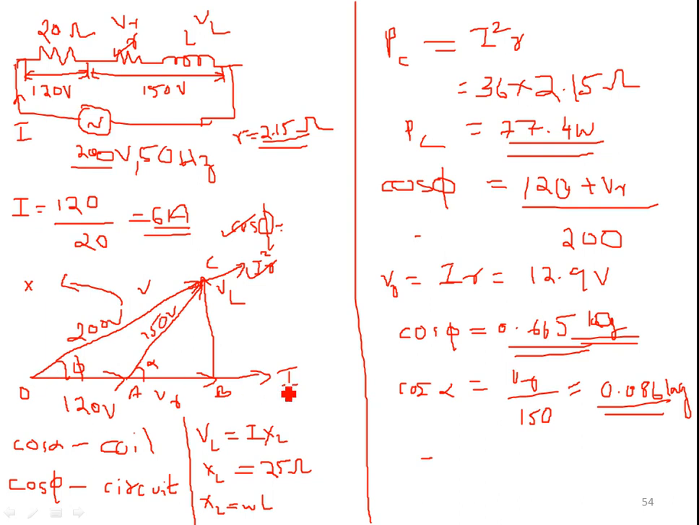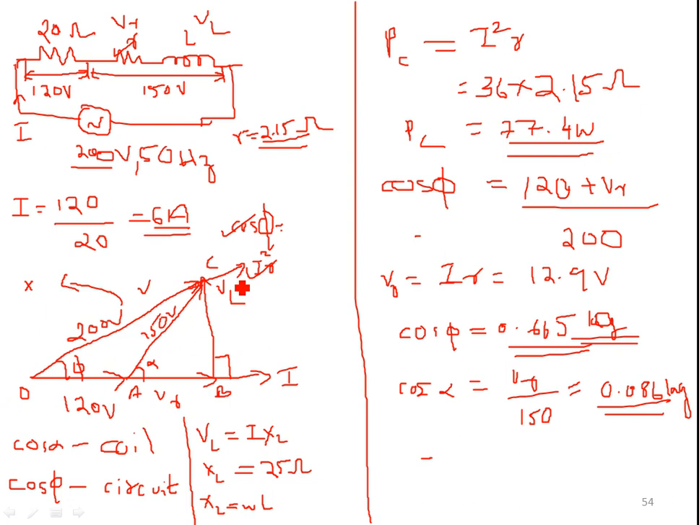Then after that we drew the phasor diagram. Taking current as reference, 120 volt will be in phase with the current. VR, that is the voltage across the small resistance R, will also be in phase with I, and VL will be leading current by an angle of 90 degrees. Then from the phasor diagram we found the values of VR and VL using Pythagoras theorem. Pythagoras theorem is applied first in triangle ABC, that is VR square plus VL square is 150 square. Again, applying the Pythagoras theorem in the big triangle OBC, we get 200 square is equal to (120 plus VR) the whole square plus VL square. From that we solved for VR and VL.